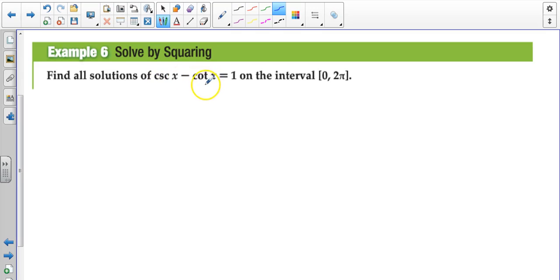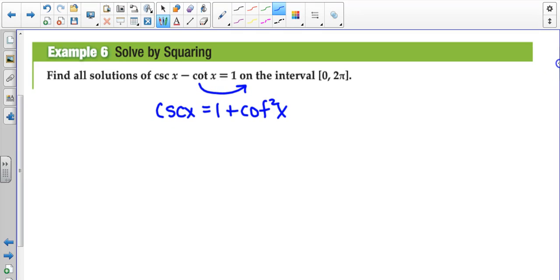Cosecant and cotangent, I don't have any squareds right now, but do those have a relationship? If we had a cotangent squared plus 1, we'd have a cosecant squared. Everybody okay with that? Pythagorean. So we're going to end up needing to square both sides here. If we move this over here, we'd have cosecant of x equals 1 plus cotangent squared.